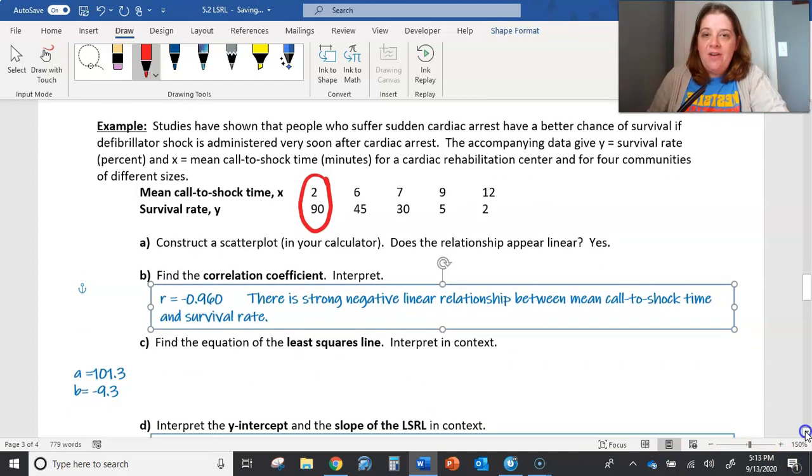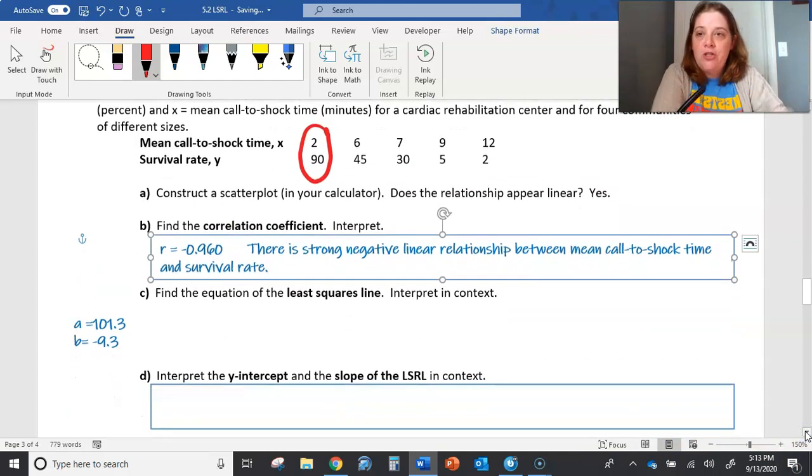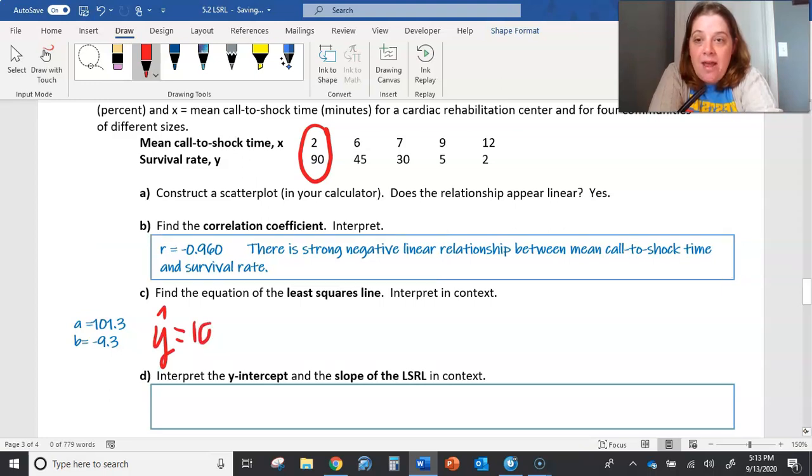It says find the equation of the least squares regression line. All right, so I have my A and my B from the calculator. So A plus BX, that's Y hat. The predicted Y is 101.3 plus BX. I'm actually going to say minus because it's minus 9.3x. Here is my least squares regression line.